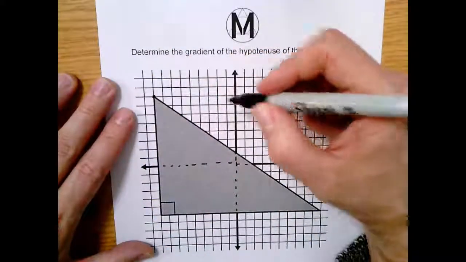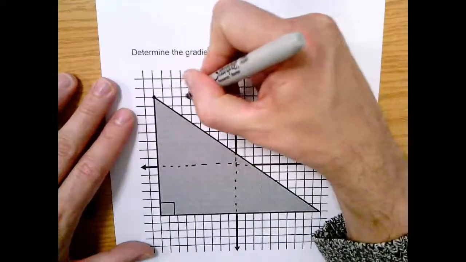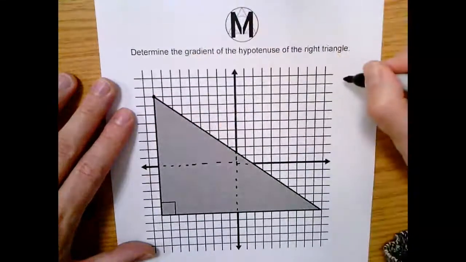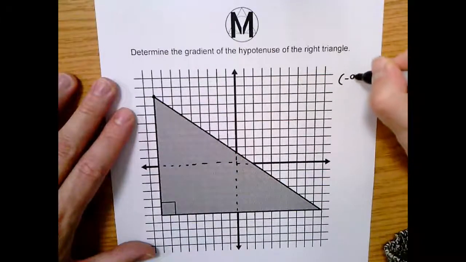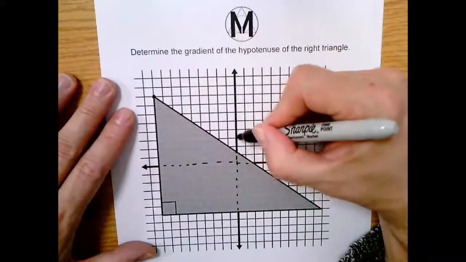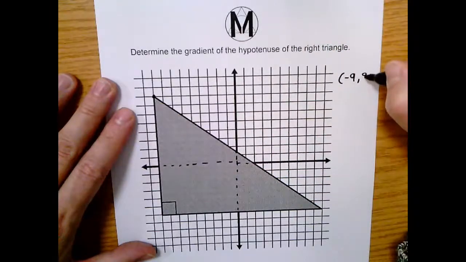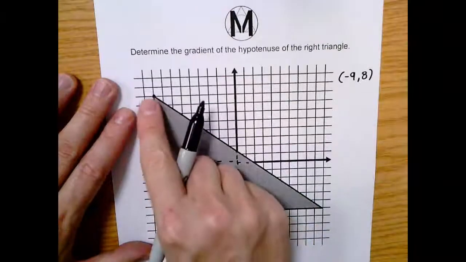So my first point is starting from here. I go back 1, 2, 3, 4, 5, 6, 7, 8, 9. So I know my first point at the x value is at -9. And then here we go. It's going to be 1, 2, 3, 4, 5, 6, 7, 8. And it went up 8. So I know this point is at -9, 8.